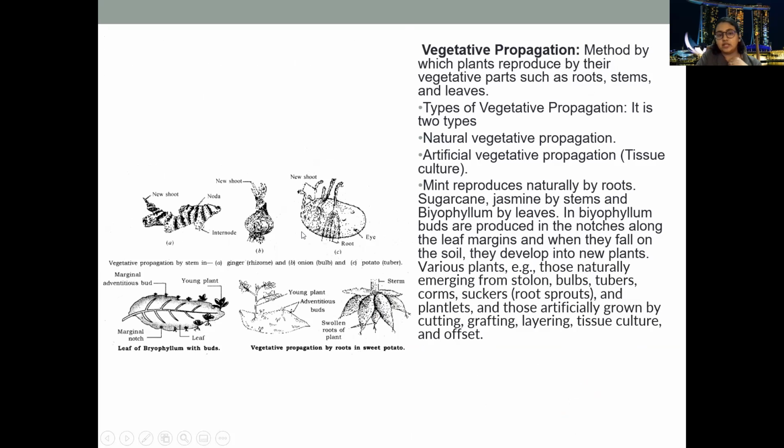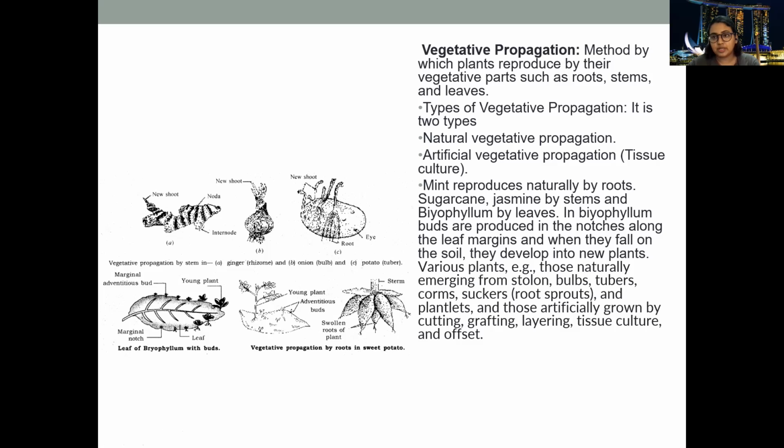Now we will read about a very important topic, that is vegetative propagation. This only happens in the case of plants. Vegetative propagation occurs in the plant body. So we can say it is the method by which plants reproduce by their vegetative parts.